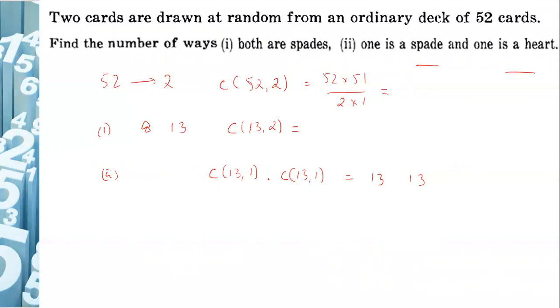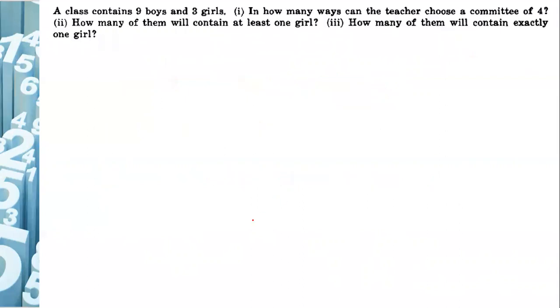Again, what is the observation? Do I have to add them or multiply these two? You check that I want one spade and one heart, so by the product rule, where there is an "and", we have to take the product. So 13 into 13 is 169. Okay, so we'll need to practice a few more varieties so that you can get the clarity.